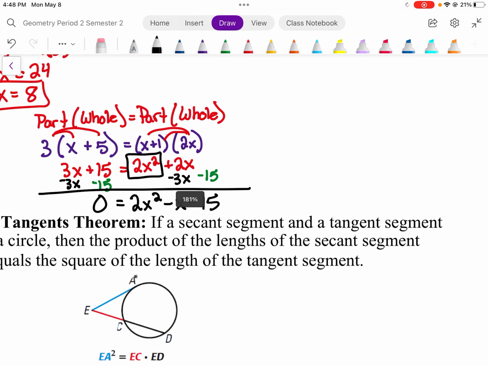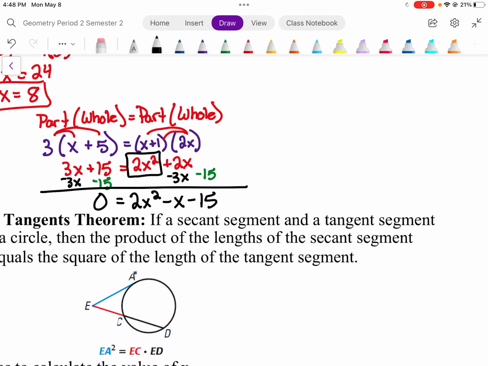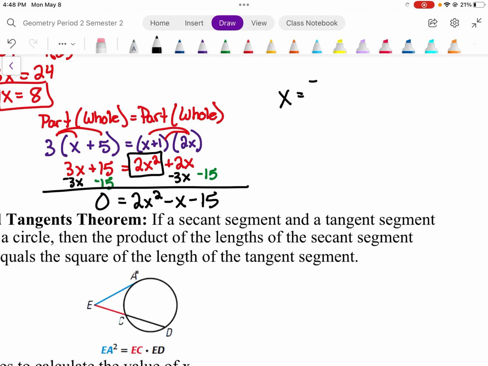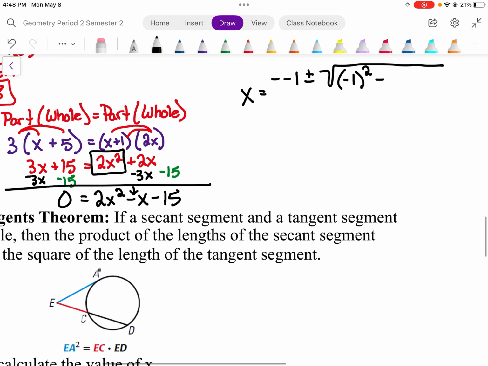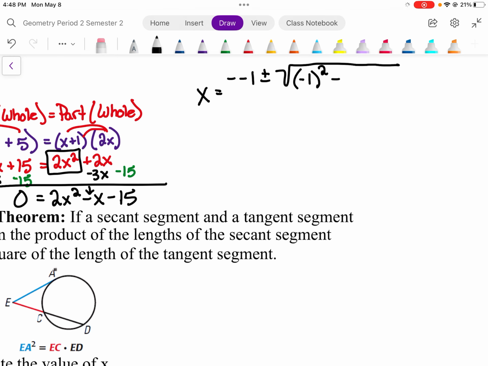And you can either factor or use the quadratic formula. I'm going to use the quadratic formula here because that's what most people do. So remember, the quadratic formula is negative b. Because our b value is already negative, that means we're going to have two negatives there, plus or minus the square root. And again, because our b value is negative, we're going to put it in parentheses when we square it. And then you subtract 4 times our a value of 2 times our c value of negative 15.